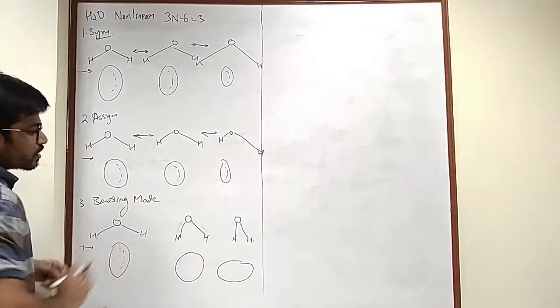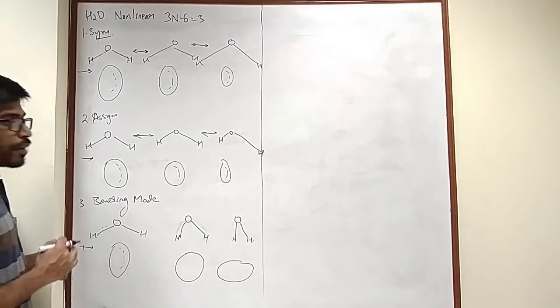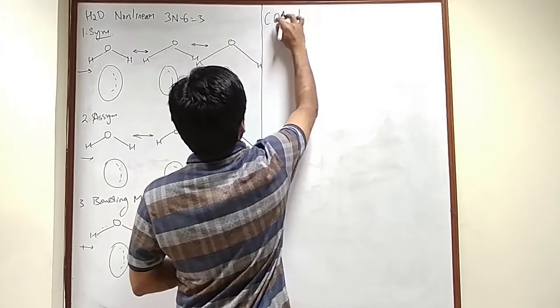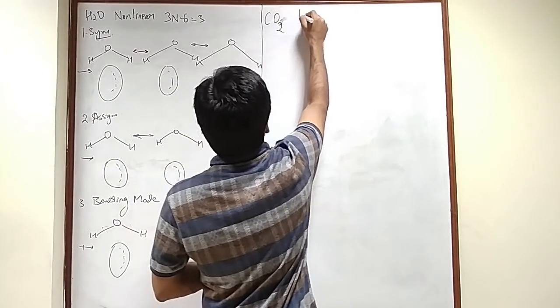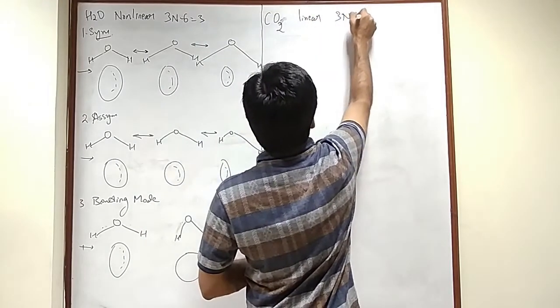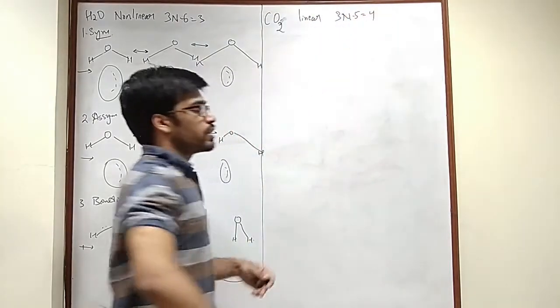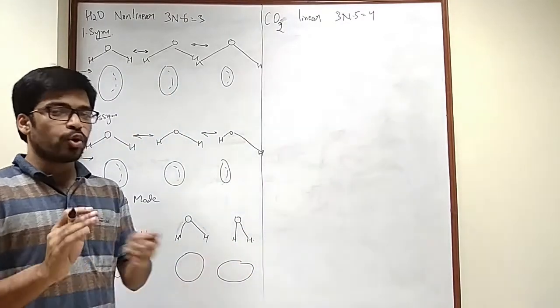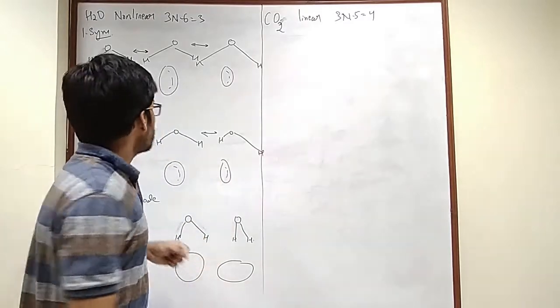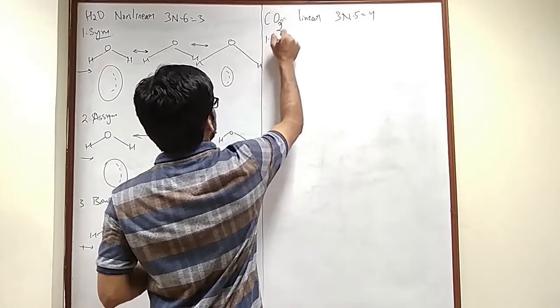Now that was a simple case of a non-linear molecule which has a permanent dipole moment. Let's take CO2, which is linear. So it will have 3N minus 5, that is 4 normal modes: symmetric stretch, asymmetric stretch, and 2 bending modes, one in plane and one out of plane. We'll start with the symmetric stretch.